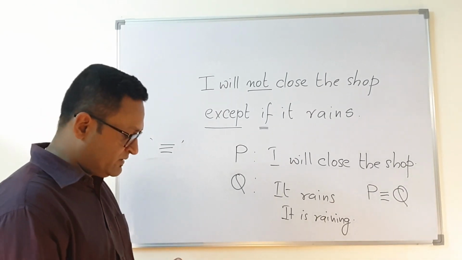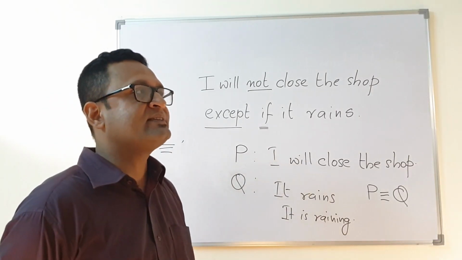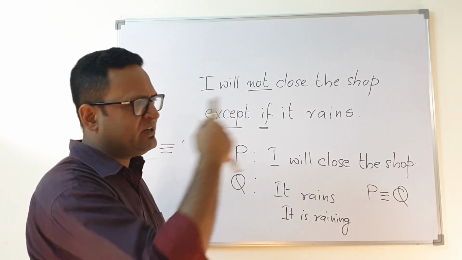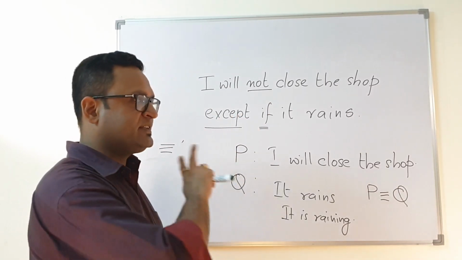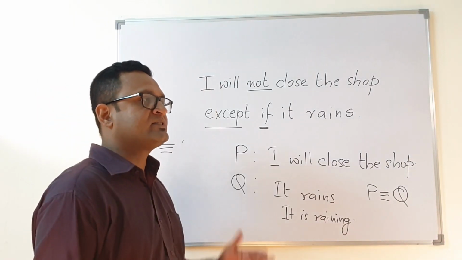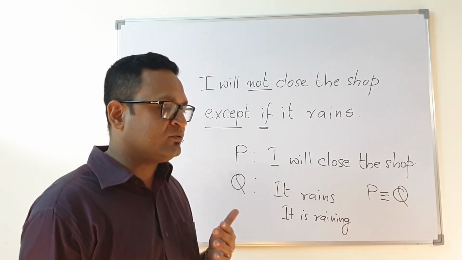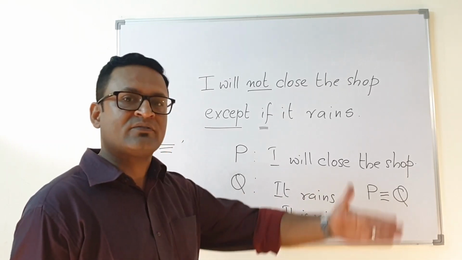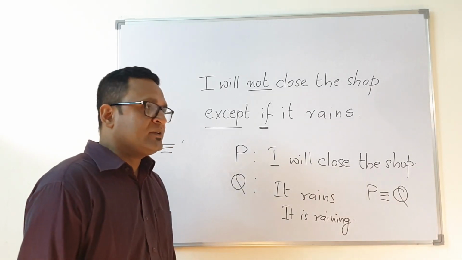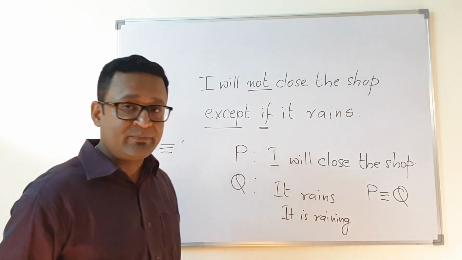So when I use this expression, I will not close the shop except if it rains, what I am trying to say is that if and only if it is raining, then only my shop is going to be closed. If it is not raining, then my shop is open, right? Maybe that shopkeeper is traveling from some distance, and if it is raining, he is not able to reach his shop because of the rains, because of the mud and so on. Therefore, he has made that statement, right? So you need to understand the language as well to represent the proposition, right?